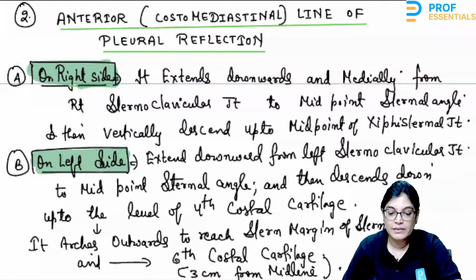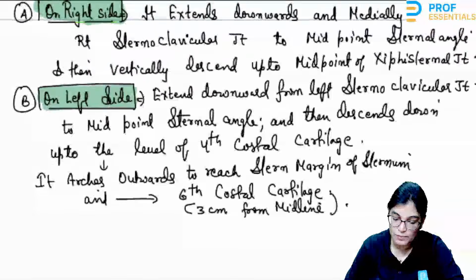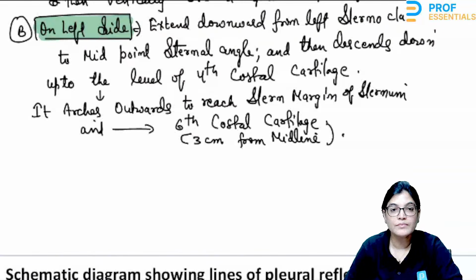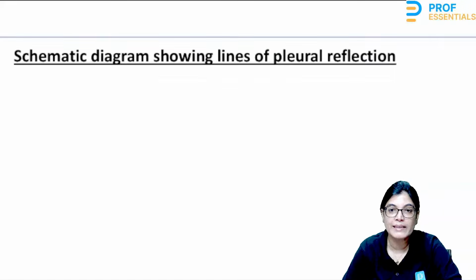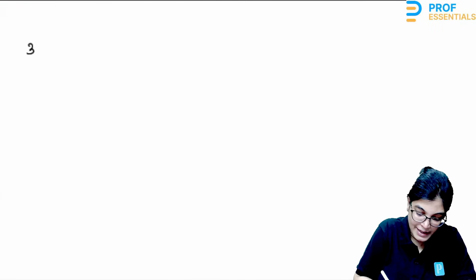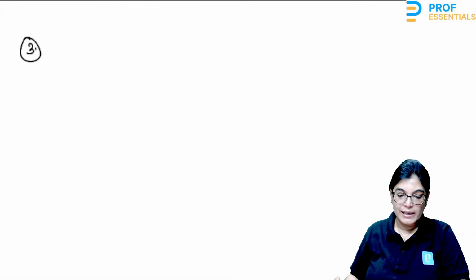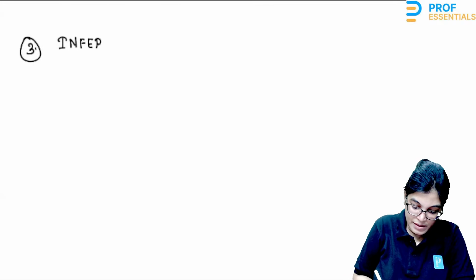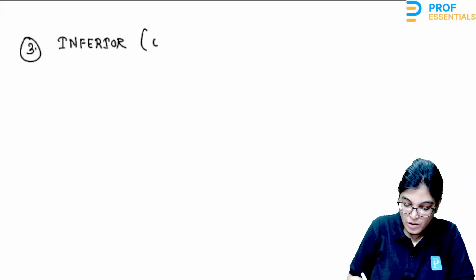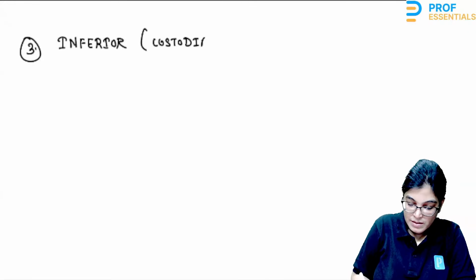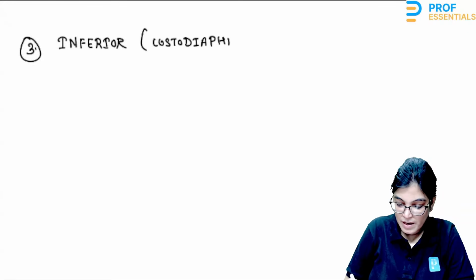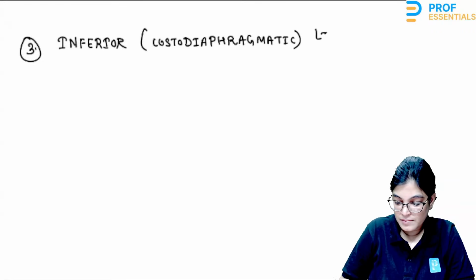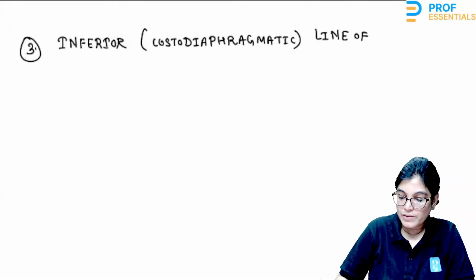Now, done with this, now we have to know. So we will make a schematic diagram also. Before that, I just want you to know about the third important point. That is, also you have to know about the inferior costodiaphragmatic line of pleural reflection.